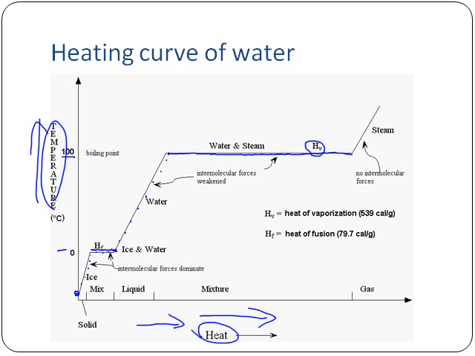So at this point right here, it's all liquid water. At this point right here, it's all vapor, water vapor. Once all the water's been vaporized, as we add heat, that's just going to cause the temperature of that steam to keep on going up, and that'll just go up indefinitely.